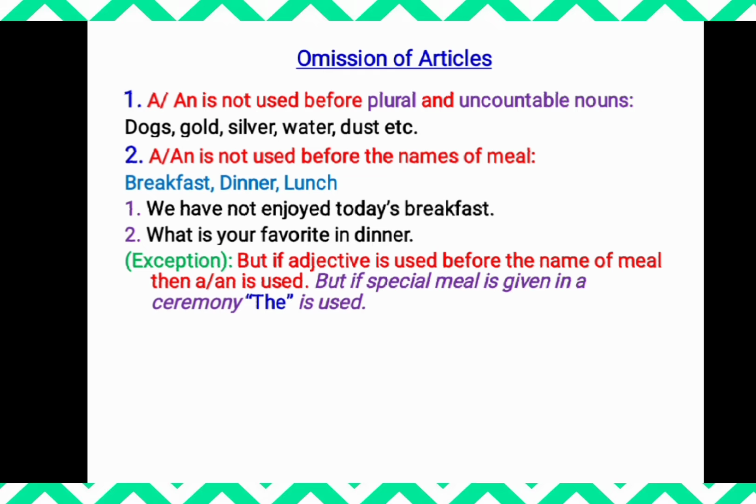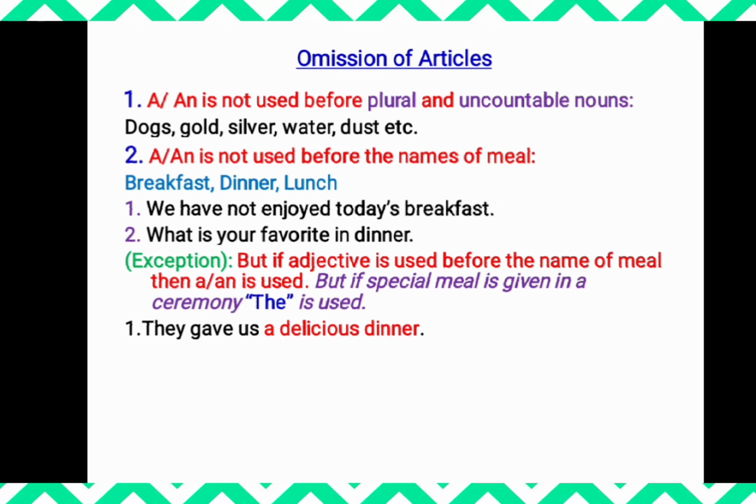Here is the exception. But if an adjective is used before the name of a meal, then a, an is used. And secondly, but if a special meal is given in a ceremony, the definite article the is used when a special meal is given. Okay, we have some examples.